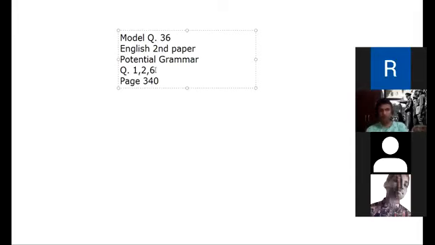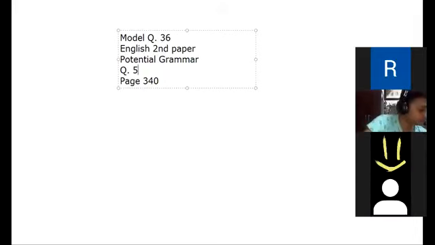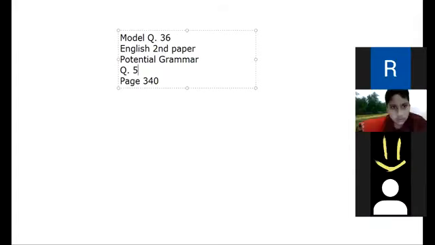Okay, the last one. Should we practice here? Question number five, transformation. Because if you don't practice transformation, it will be out of your memory. Grammar is something like mathematics. The more you practice, the more you learn. Do it now.